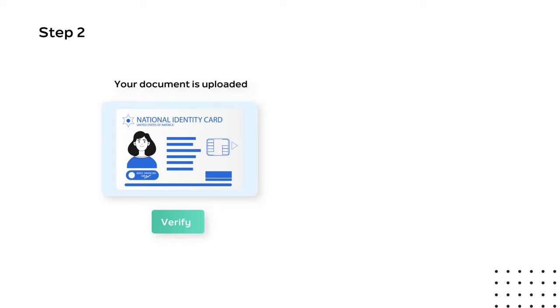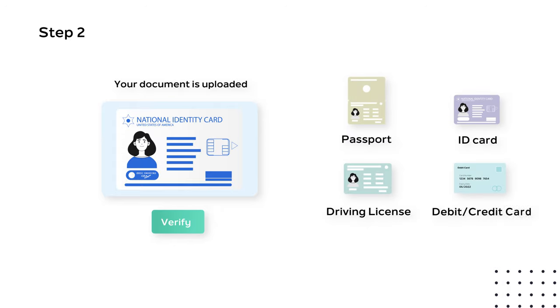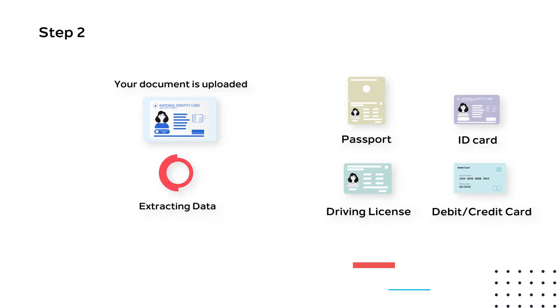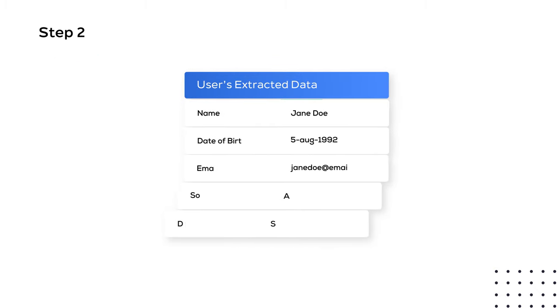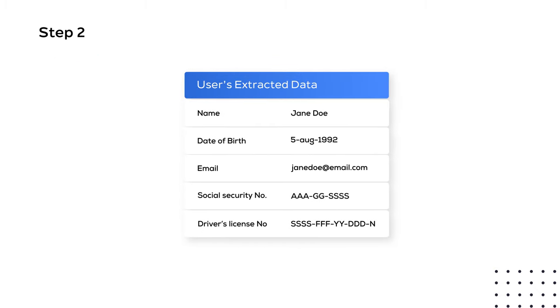Second, ask the user to provide the supporting document. This document can be a passport, an ID card, a driving license, or a credit or debit card. The information from this document is extracted after identifying the type of document. This step is important since it ensures that the user is the one who he says he is.